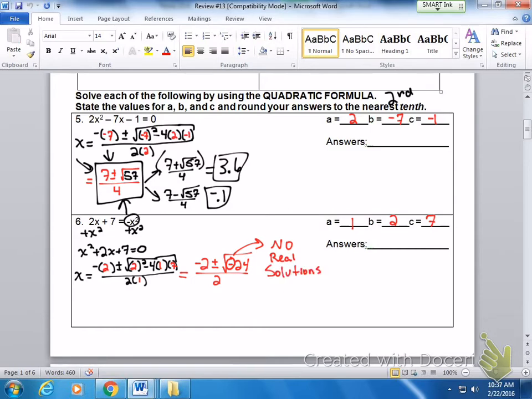So guys, be careful. If you solve one that says quadratic by factoring, I'll take off points. Just watch out for the things that I just showed you, and it should be all right. Let's go to number 7.